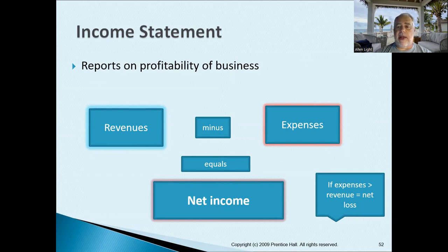We take all of our revenues and we list all of those, and then we total them. Then we list all of our expenses and we total those. And then we subtract expenses from revenues, and that will give us our net income. That's basically what the statement tells us, okay?